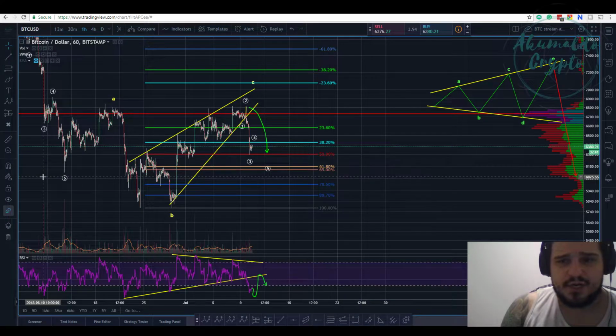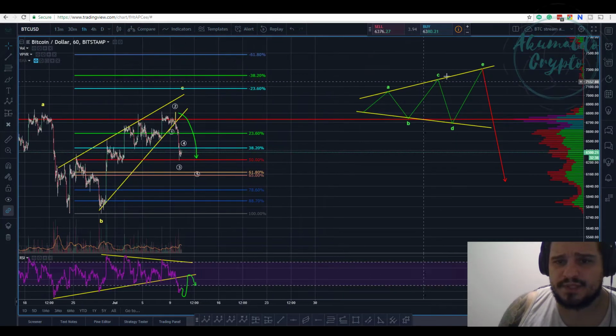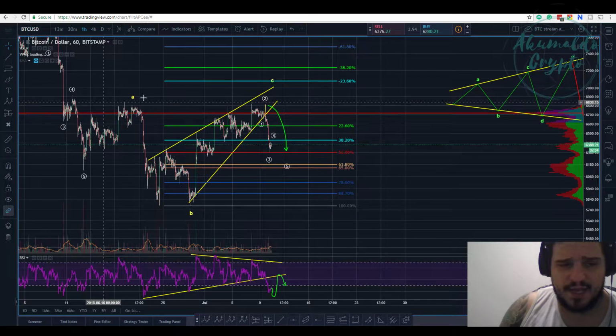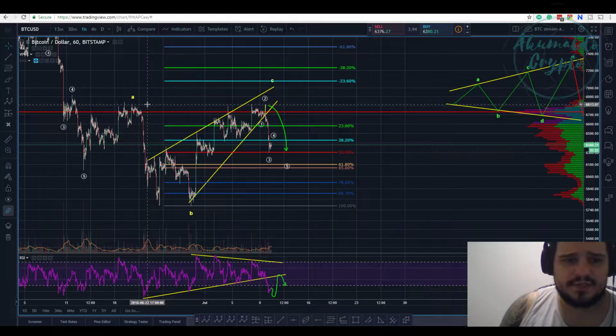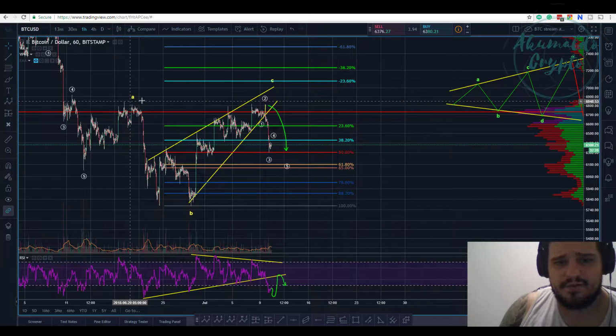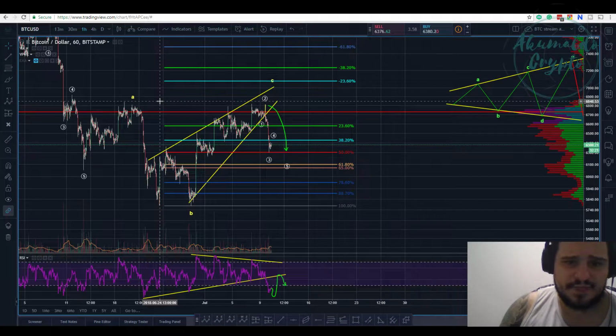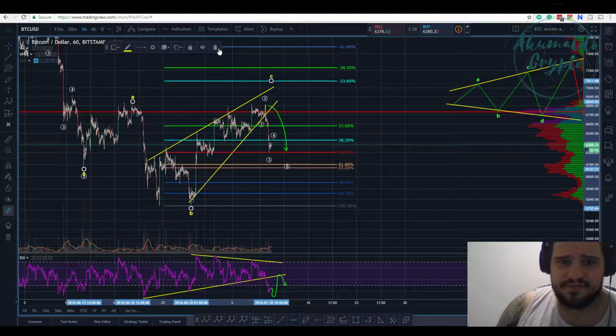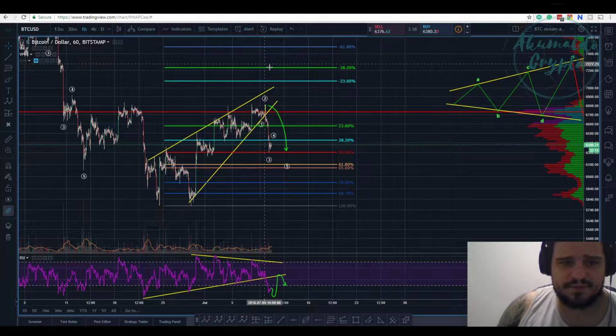Bitcoin chart. I have proposed this expanded flat, right? But this is wrong. This can't be happening because we haven't broken this A level here. We haven't broken that resistance that I have said of 6850. So this is invalid. Okay, this can't be happening.